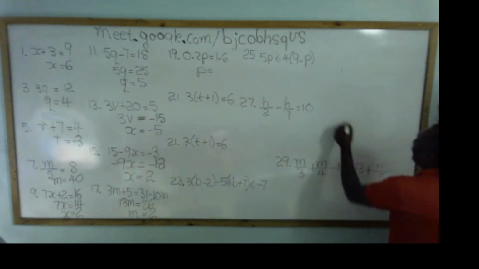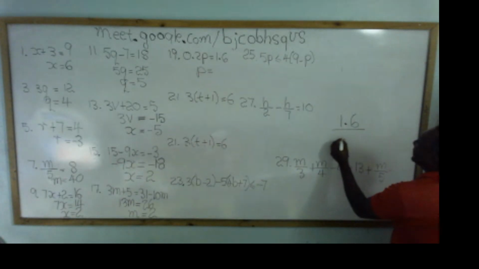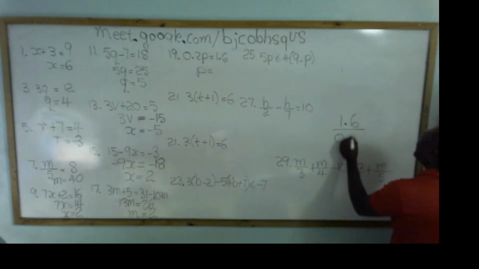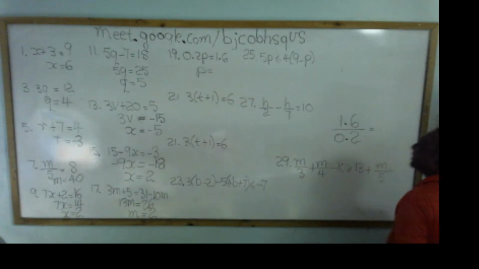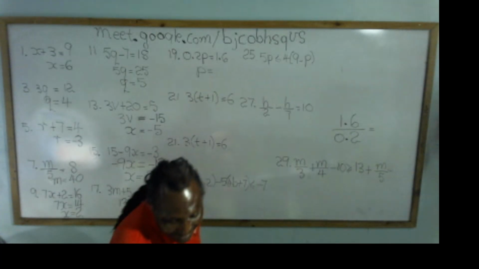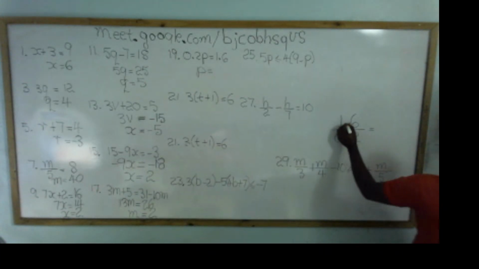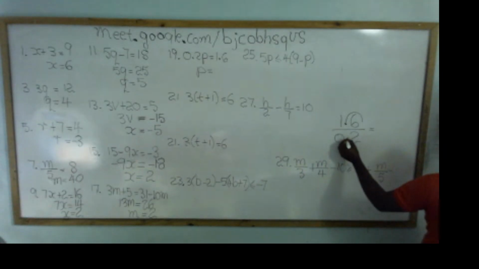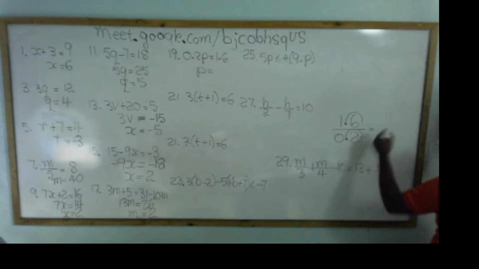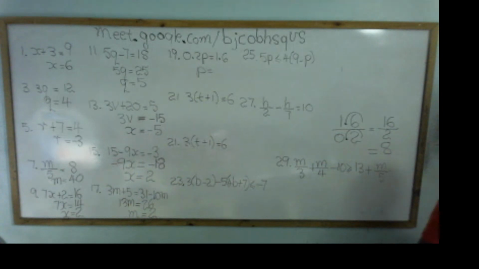So we have 1.6 over 0.2. When we were in primary school, we used to learn some mechanics that go like this: if you move one decimal place in the numerator, you also do one in the denominator. So 1.6 divided by 0.2 is actually 16 divided by 2, and that will give us 8. So 8 is correct.